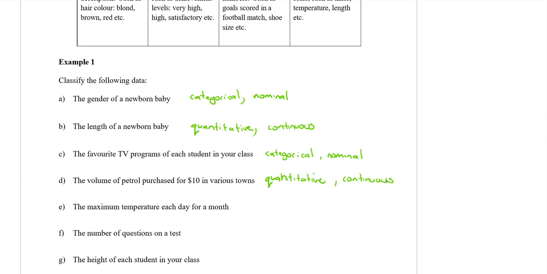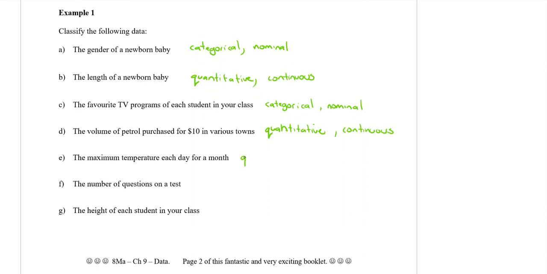E, the maximum temperature for each day of the month. Number, so is it categorical or quantitative? It's a number again, good, quantitative. Is that temperature discrete or continuous? Continuous again, because we can measure temperatures to as many decimal places as we are able to with the instruments that we have.